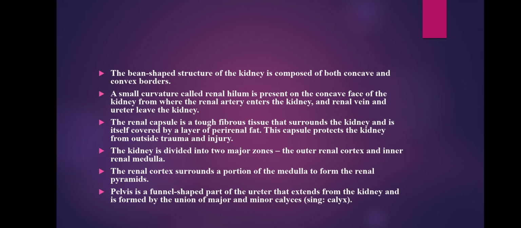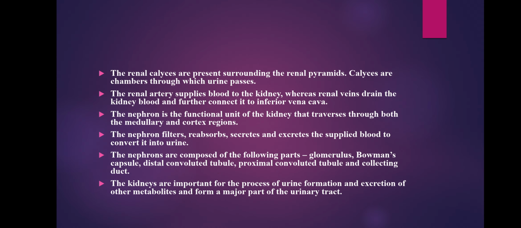The pelvis is the funnel shaped part of the ureter. They extend from the kidney and are formed by the union of major and minor calyces. The renal calyces are present surrounding the renal pyramid. Calyces are chambers through which urine passes.